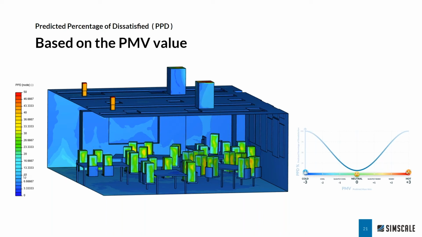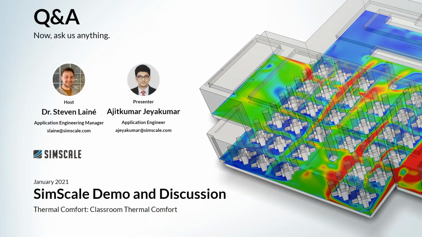So this way you can actually use these results from CFD to analyze the thermal comfort of any particular premises, not just a classroom, but an office or any workshop or anything. So that is all regarding the results we would like to discuss, and let's move on to the question and answers section.